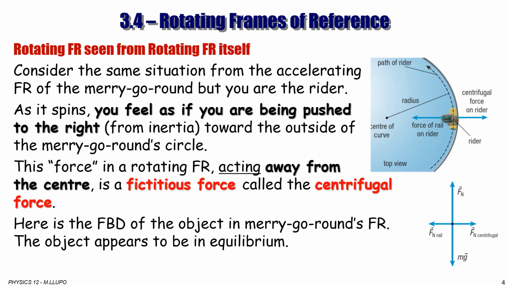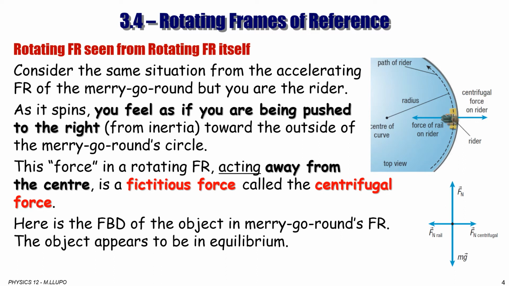So that's why when you draw a free body diagram in the merry-go-round frame of reference, you're going to see forces that cancel each other, because literally you are not moving. That means something has to cancel that rail force that is holding you or pushing you toward the center. So that's why physicists invented a fictitious force, a fake force, to make that equilibrium possible, or to make the equilibrium explainable.